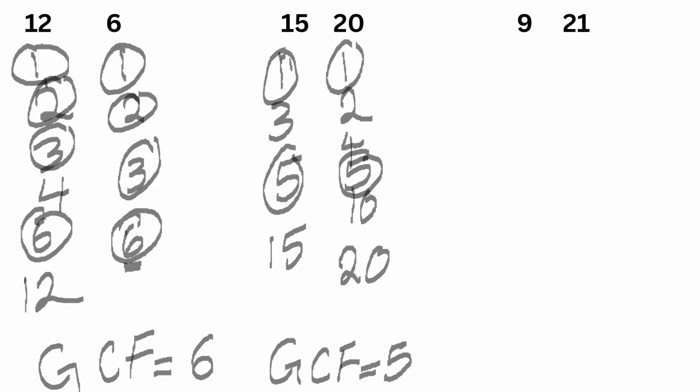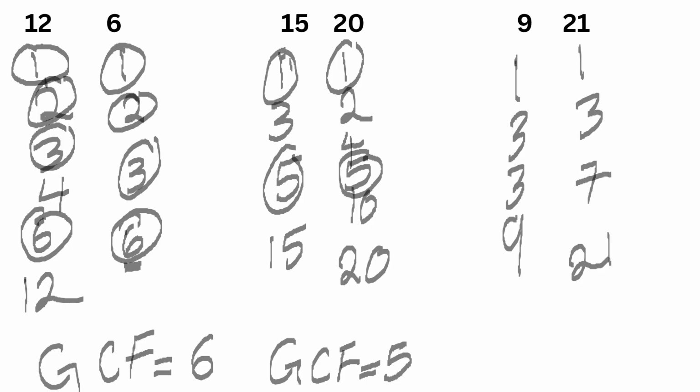So let's move on to number 3. The factors of 9 are 1 multiplied by 9 and 3 multiplied by 3. That's all. So the factors of 21 are 1 and 21, 3 and 7. 3 multiplied by 7 is 21. Do we have any other factors of 21? Not at all.